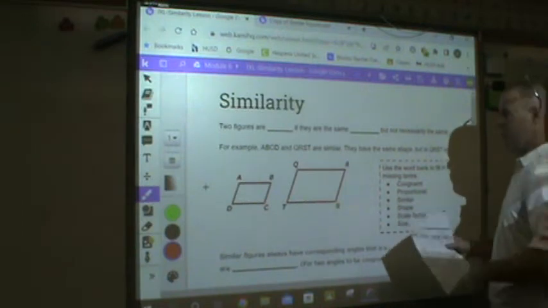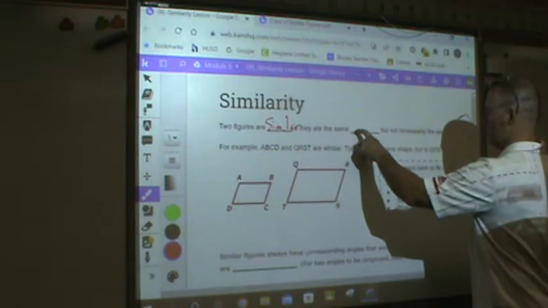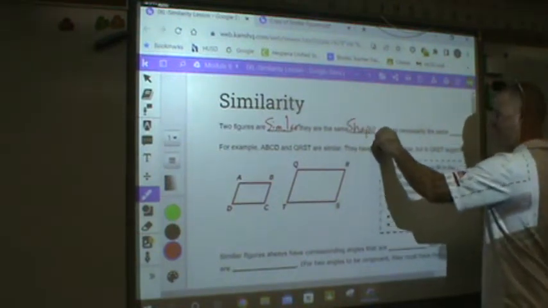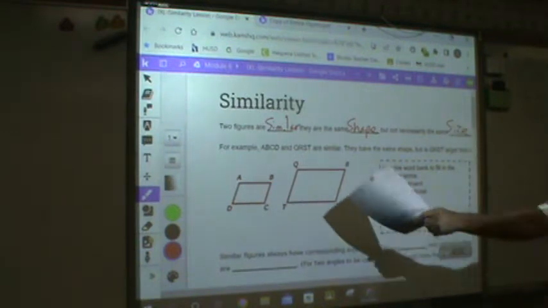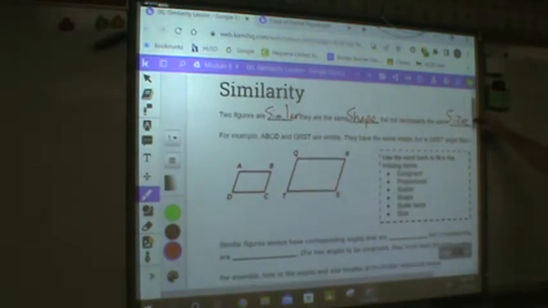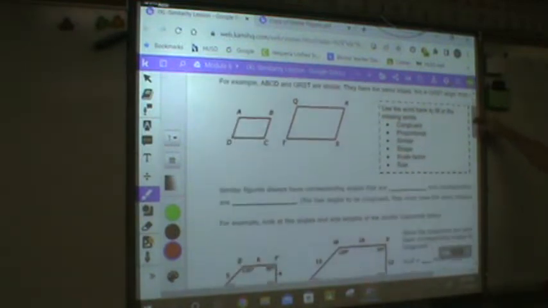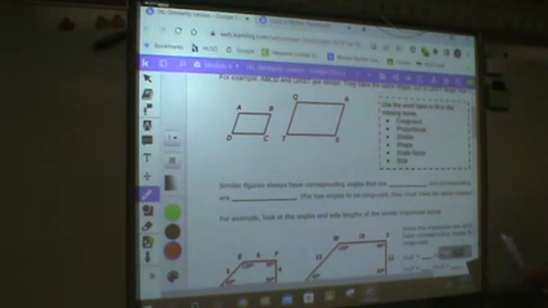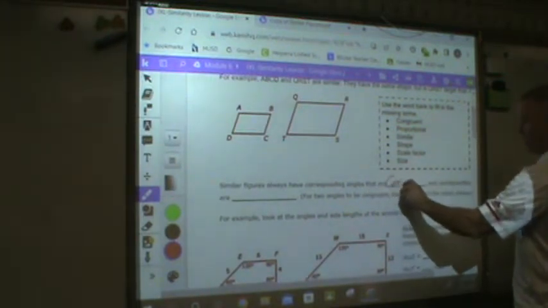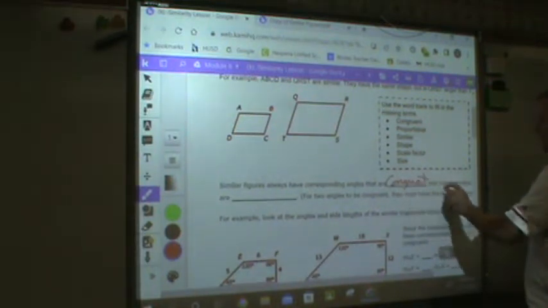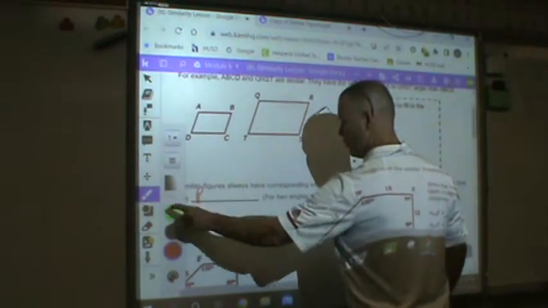Okay, two figures are similar if they're the same shape, but not necessarily the same size. Right? So as you can see, these two figures are the same shape, but they're not the same size. You probably don't have the word bank on your paper there, but that's okay. We can still utilize it. Similar figures always have corresponding angles that are congruent and corresponding sides that are proportional.